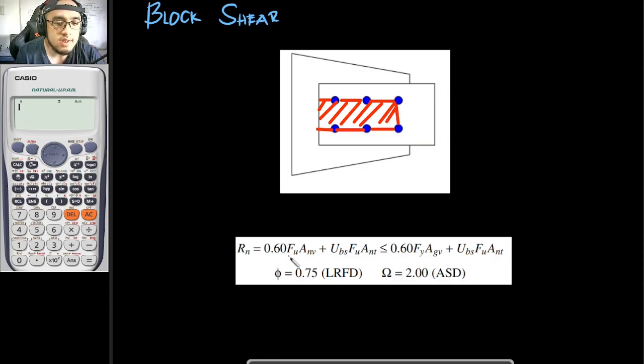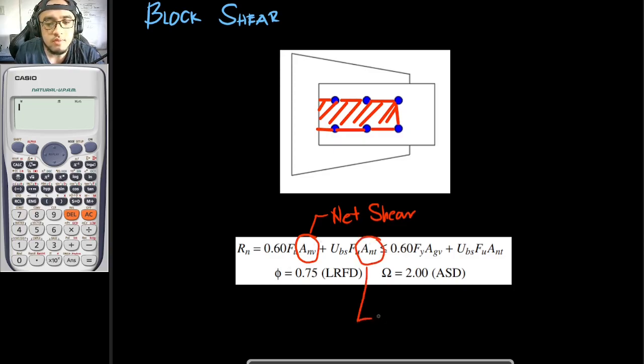For this FU right here, this is your ultimate stress. And as for this ANV, ANV is your net shear area. And for your ANT, this is your net tensile area, net tension area. And as for this AGV right here, this is your gross.